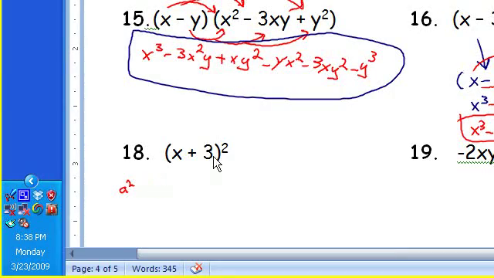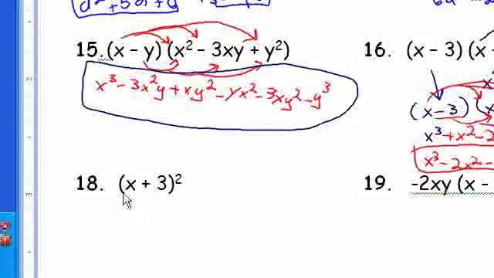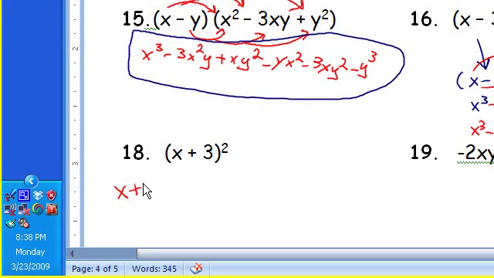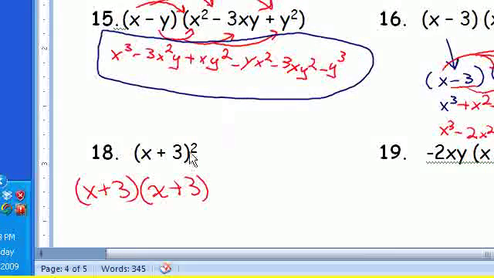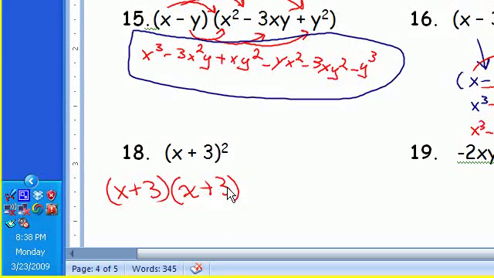So let's rewrite the base being x plus 3. So x plus 3 times x plus 3. Perfect. Great. We expanded that. We took this square for what it was telling us to do and just rewrite the base twice. Now we'll use double distribution.